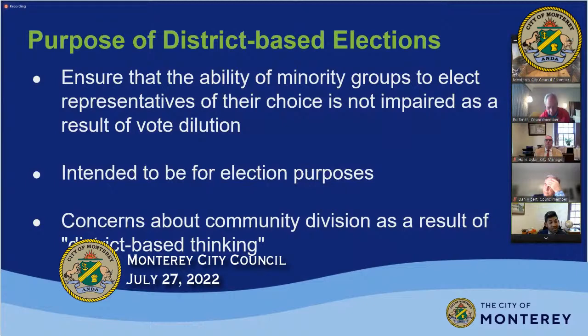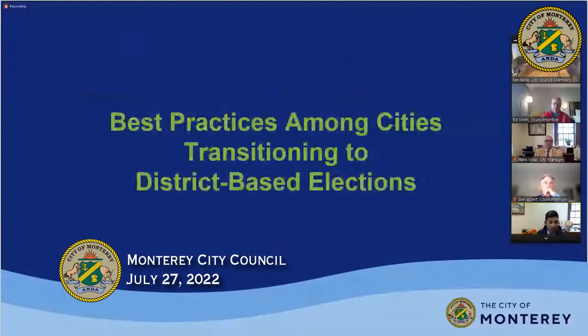Also, it's intended to be for election purposes. That's one of the conversations that we had and that council, all of you, had with the community, was the concern that if we go to district-based elections, will the city's interests as a whole be considered in the future? Or are we going to be myopically focused on the specific districts 1, 2, 3, and 4? It was reiterated from council that we wanted to make sure that this wouldn't change how we viewed the community and how we made decisions, and that community division doesn't occur as a result of district-based thinking.